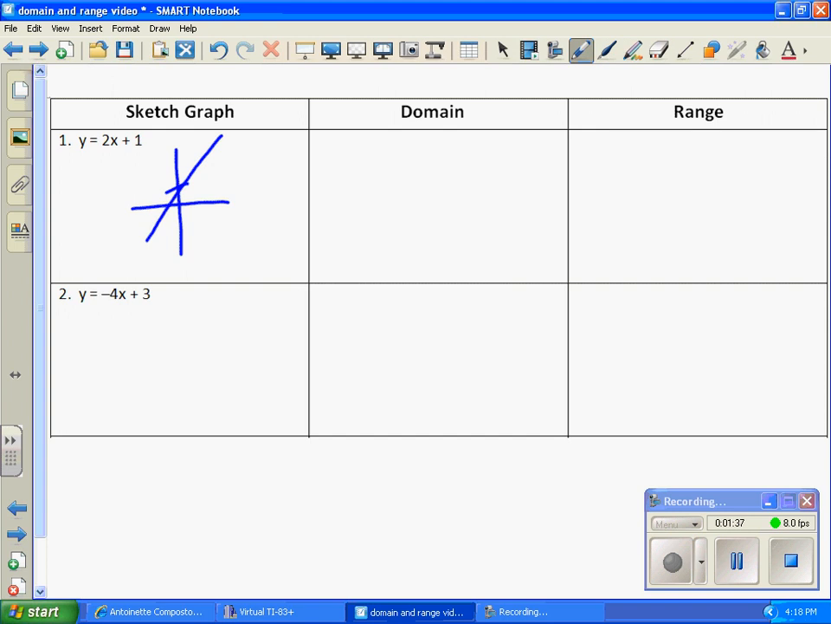Now if I look at my graph and I want to find my domain, I can look. My leftmost point and my rightmost point are both arrows. So my domain would be all real numbers. Your range, looking at the graph, is your lowest point to your highest point. So when I look at my graph, I have, again, 2 arrows. They continue to go. So all real numbers.